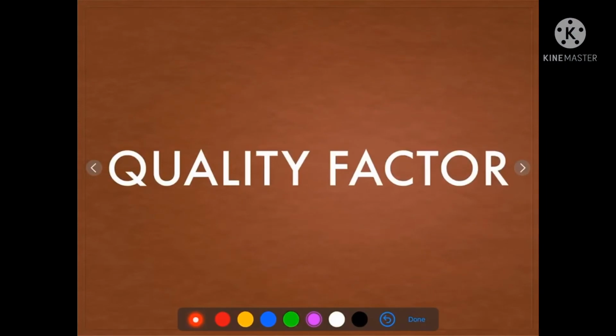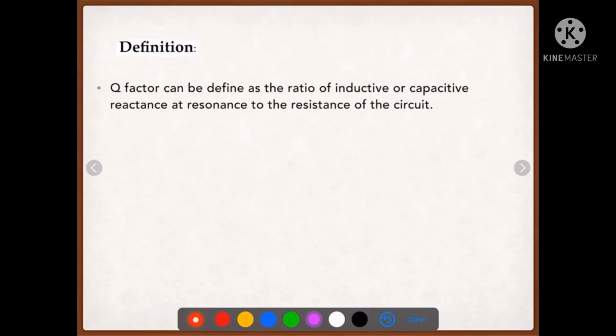So today we are going to do one more important topic related to series resonance, that is quality factor. And this is a very frequently asked question. They ask about the definition of quality factor, and it is also important from the numerical point of view. Okay, so let's go.